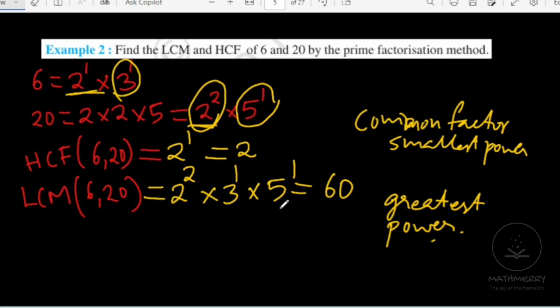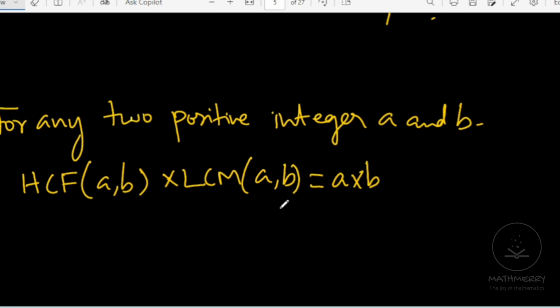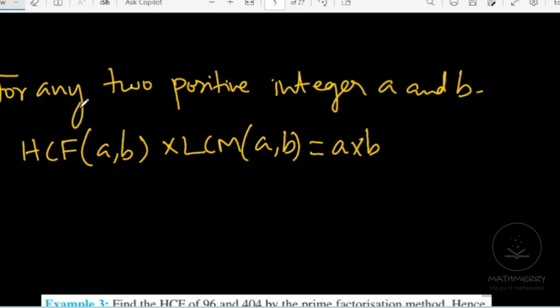So now we know the HCF and LCM. There is a result that we should know, by which we can calculate the HCF and LCM. If one of either HCF or LCM is given, we can calculate the other. If the HCF is given, we can calculate the LCM, and if the LCM is given, we can calculate the HCF. So this is our result. For any two positive integers a and b, the formula goes like this: HCF of a and b into LCM of a and b is equal to a into b.